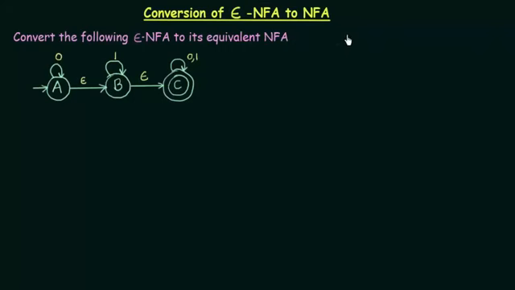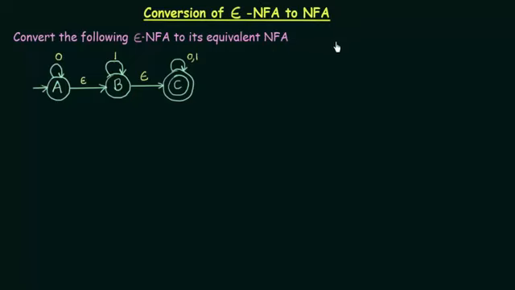In the last lecture, we studied Epsilon NFA, and in this lecture, we will be studying how to convert an Epsilon NFA to its equivalent NFA. Here we have a question: convert the following Epsilon NFA to its equivalent NFA. We know that it is an Epsilon NFA because Epsilon symbols are also used in this NFA, and our task is to convert it to its equivalent NFA.